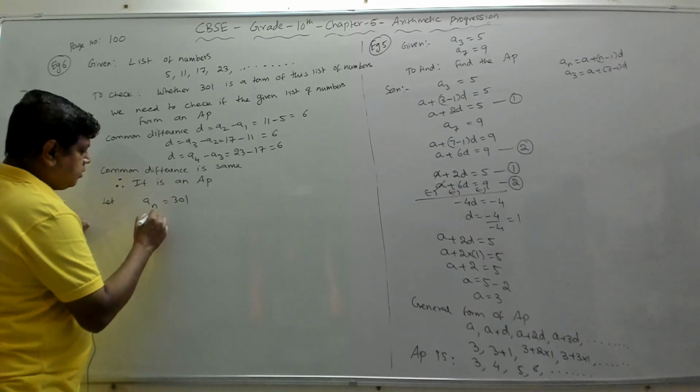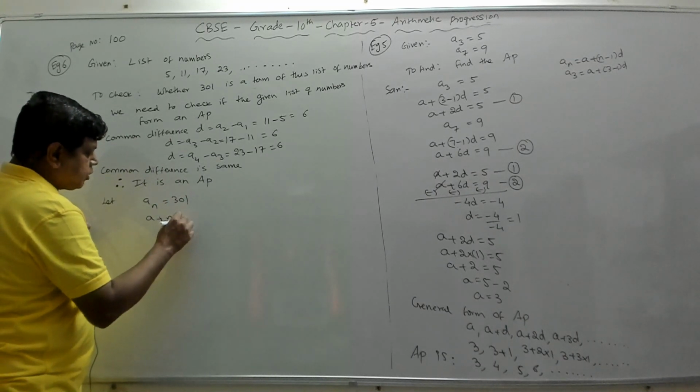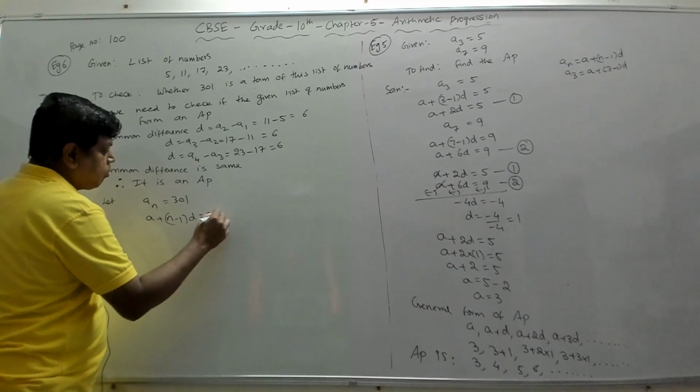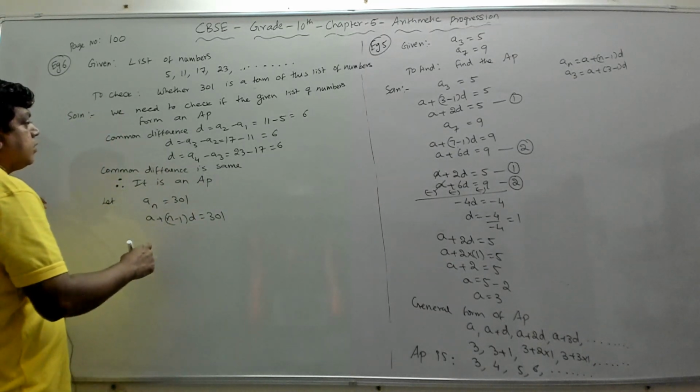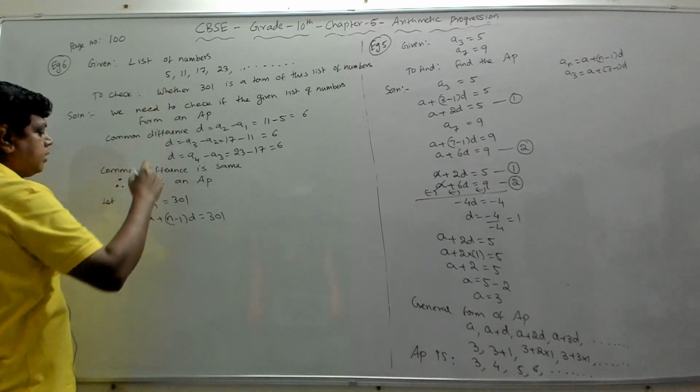Then an is a plus n minus 1 into d, equal to 301. Right? Now what is a here? a is the first term, which is 5. Right?